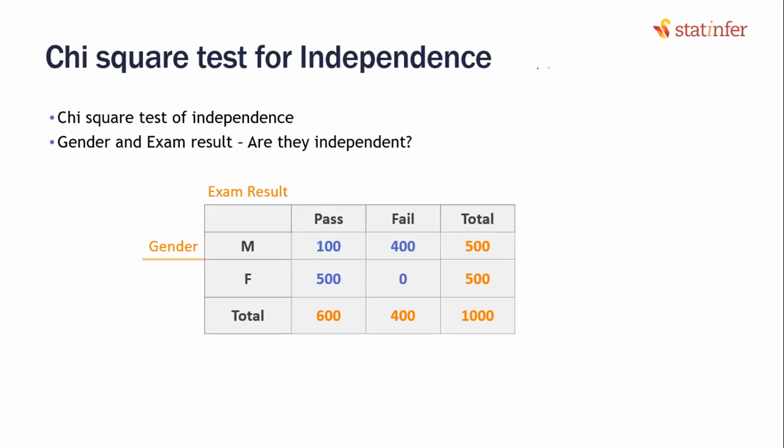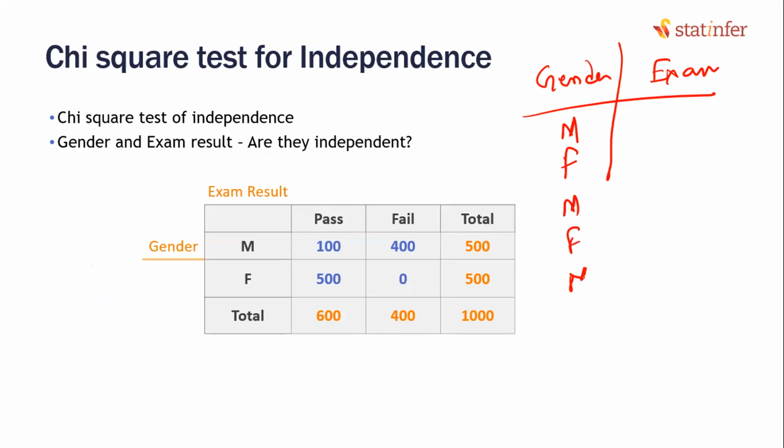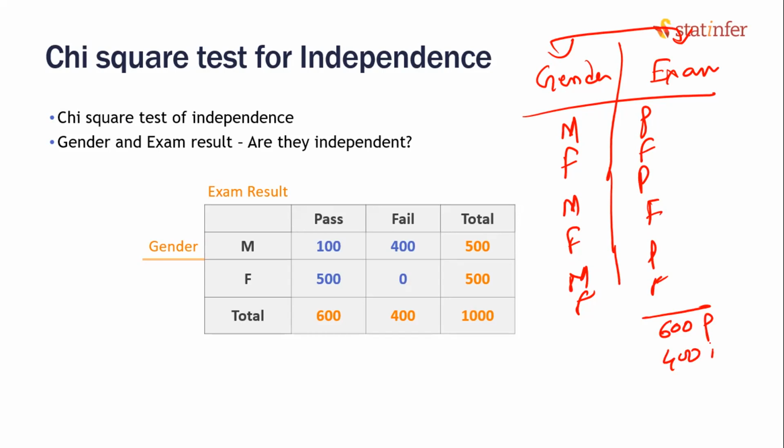Let's say you have two variables. One is the gender of the student. The other one is the exam result. The gender is male and female. The exam result is pass or fail. How do you know whether exam passing has anything to do with gender? Let us suppose 600 students have passed, 400 students have failed in an exam. Let us suppose there are 500 male students and 500 female students.